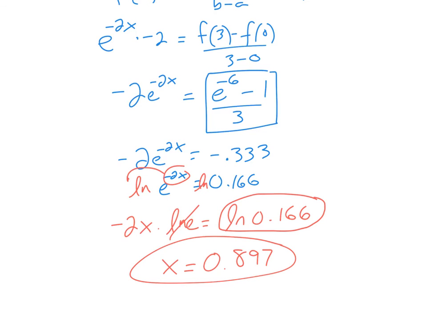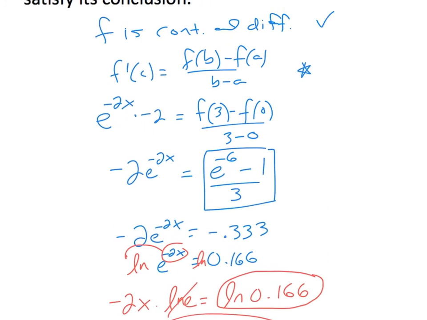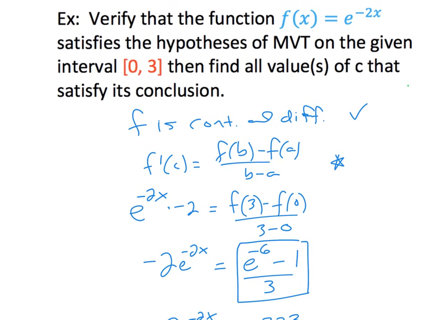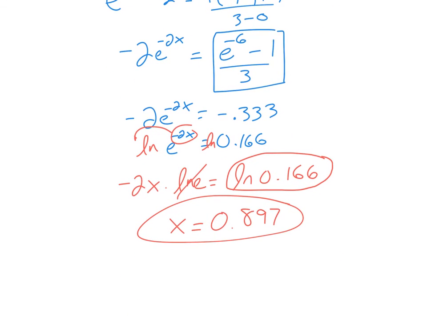Now, with any of these, and I should have mentioned this before, you always want to double check that that value is in that interval. So notice 0 to 3 was my interval. 0.897 was in that interval. So if you find an answer using MVT or Rolle's theorem that is outside the interval, you wouldn't consider that part of your answer.